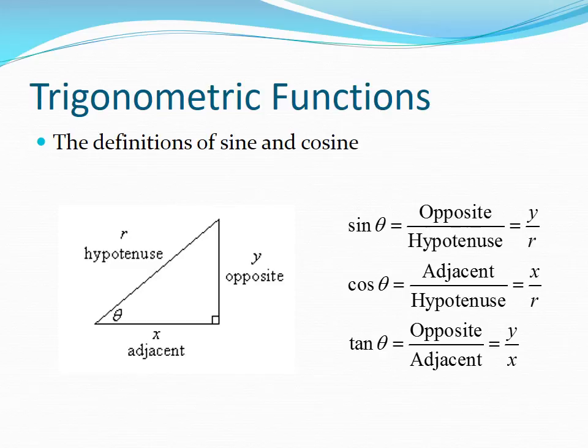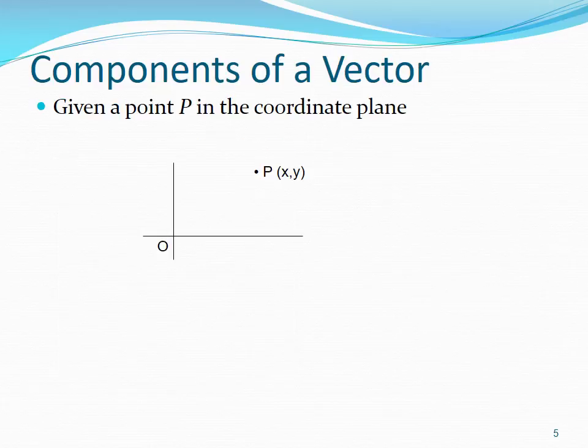We will be using trigonometric functions, mainly the sine, cosine, and tangent. Remember the definitions of these functions. Sine is the opposite side divided by the hypotenuse. The cosine is the adjacent side divided by the hypotenuse. And the tangent is the opposite side divided by the adjacent side. Each vector can be considered the hypotenuse of a right triangle.